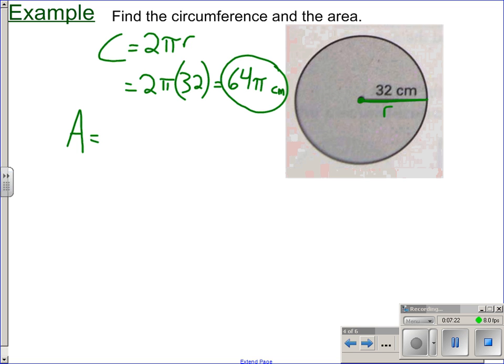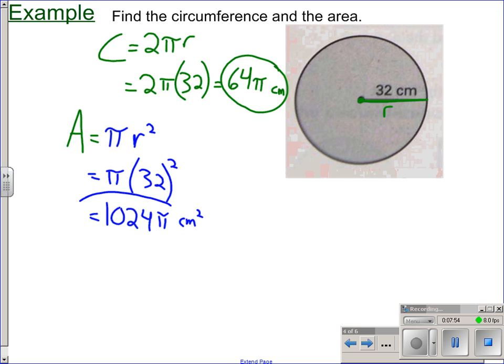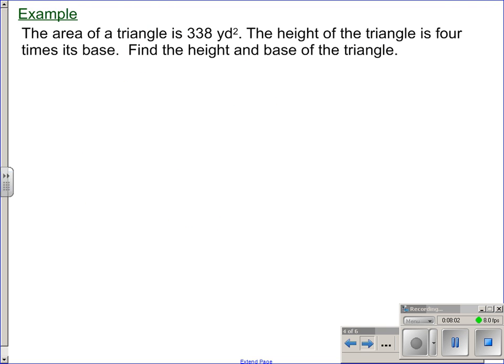For the area, change colors here. For the area, our formula is pi times the radius squared. Again, we know our radius. It's 32. So order of operations says we're going to square that. 32 squared. I'm grabbing a calculator here. 1,024. So our area is 1,024 pi. Again, area, so centimeters squared. And that's it for those. Pretty straightforward. It doesn't get too much more complicated with these kinds of problems.